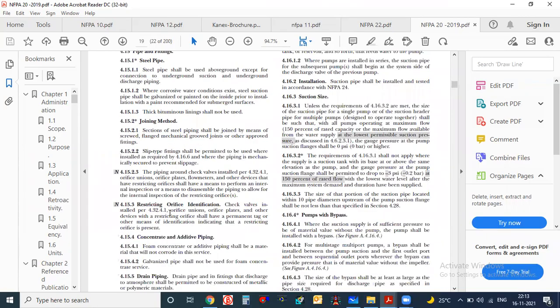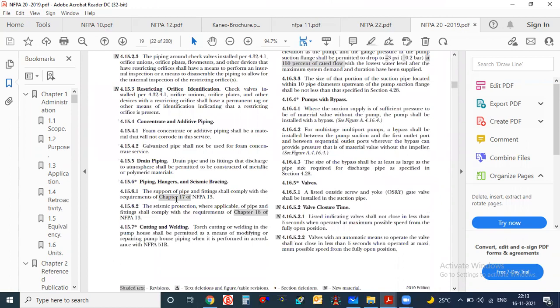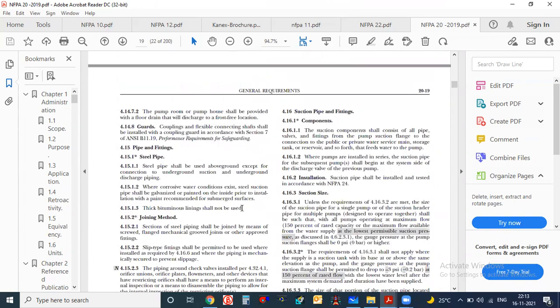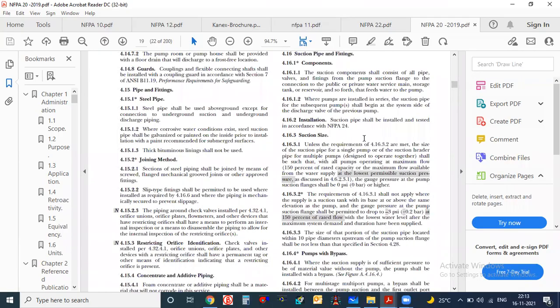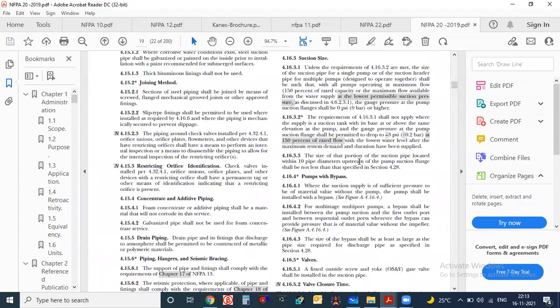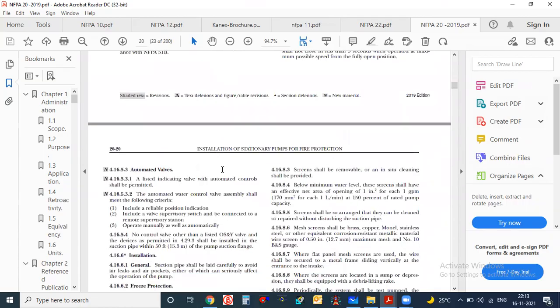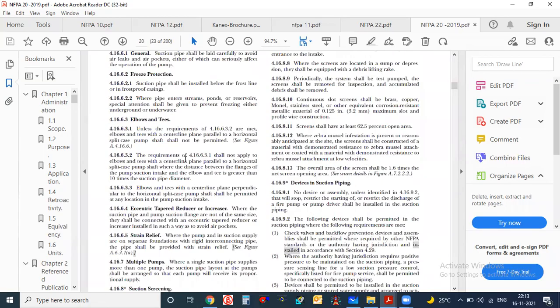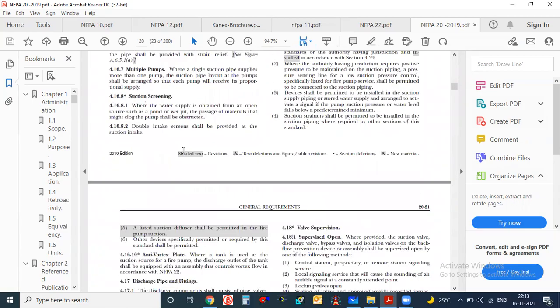Steel pipes and fitting. Okay. Piping hanger. Again, it is for piping hanger. Follow NFPA 13, this is telling. Suction size. Pumps with bypass. Walls. Some points are given. Okay, there are clauses. These are just clauses which you have to go through.